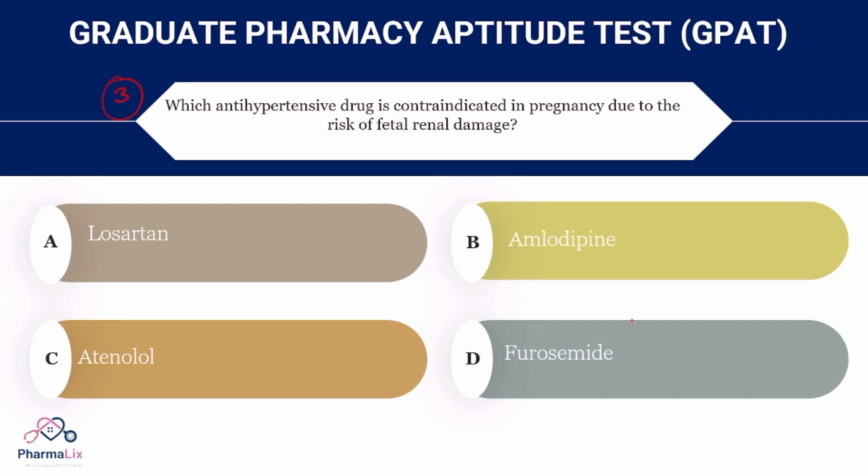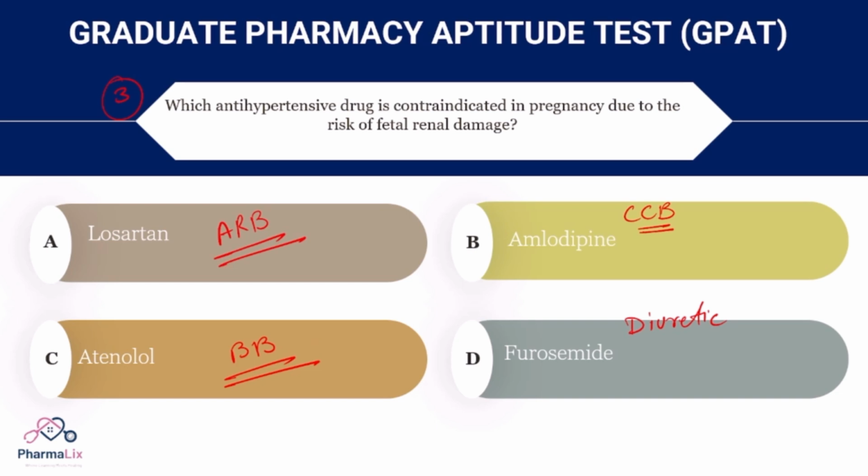So here we have a diuretic, another we have a calcium channel blocker, a CCB, and then we have losartan, that is an ARB, that is angiotensin receptor blocker, and then we have a beta blocker. So what do you think? Pause this video. What do you think would be the correct answer?